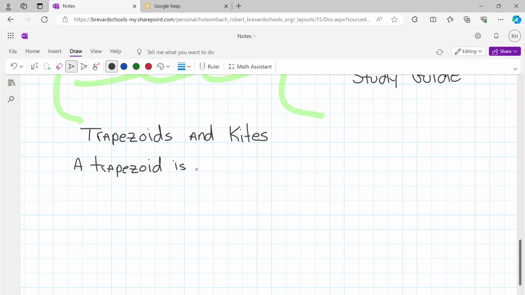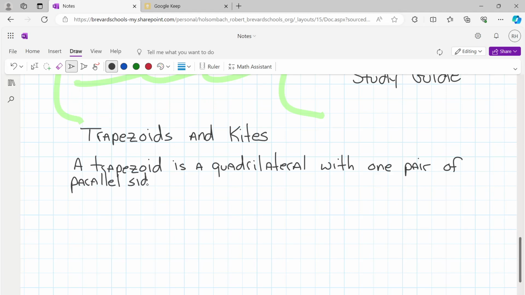A trapezoid is a quadrilateral with one pair of parallel sides. And those are called the bases. The parallel sides of a trapezoid are called the bases. Non-parallel sides are called legs.